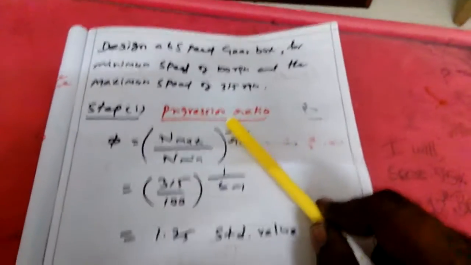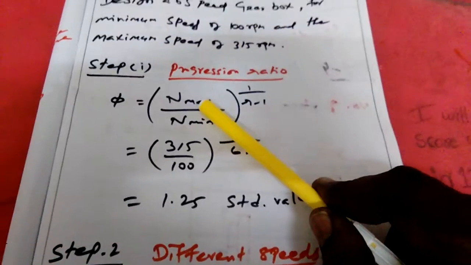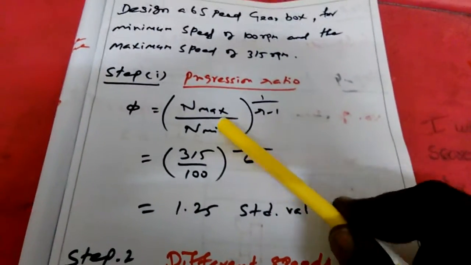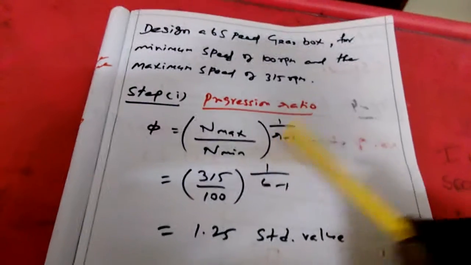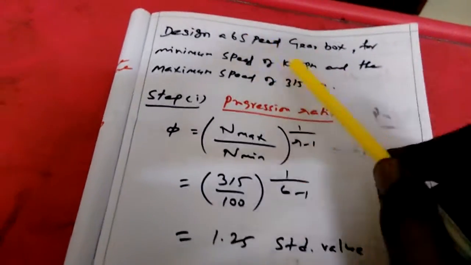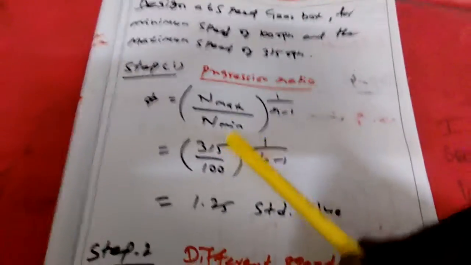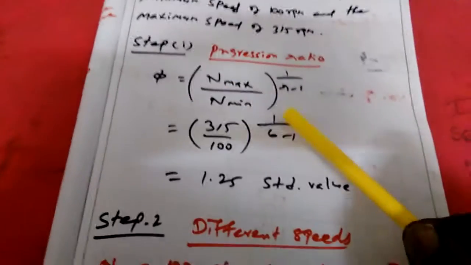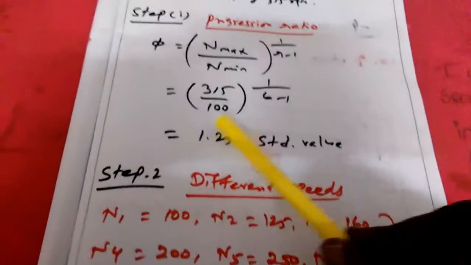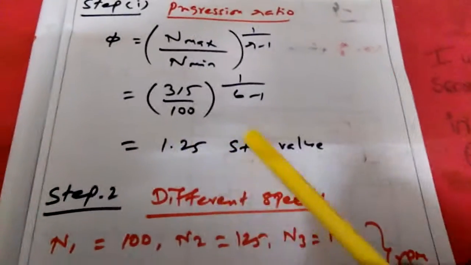So step number 1 is progression ratio. This is the formula we have to find out: n max divided by n minimum, whole power 1 divided by r minus 1, where r is equal to number of speeds. The number of speeds will be given in the problem itself, here 6 speeds. So the maximum speed is 315 and the minimum speed is 100 rpm. So whole power 1 divided by 6 minus 1, we can get 1.25. 1.25 is the standard value.